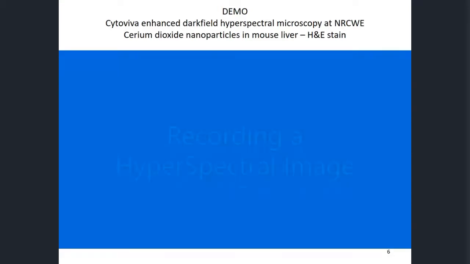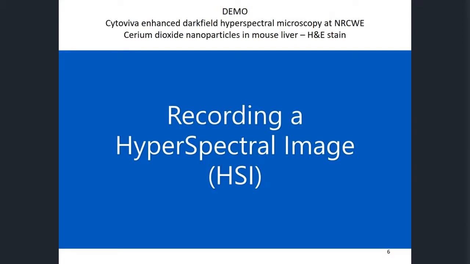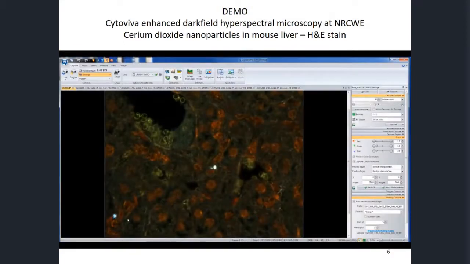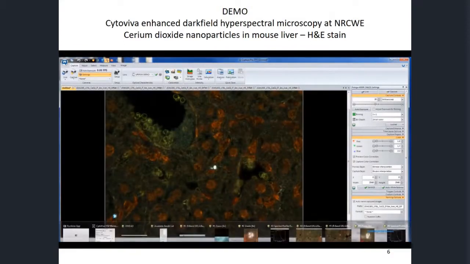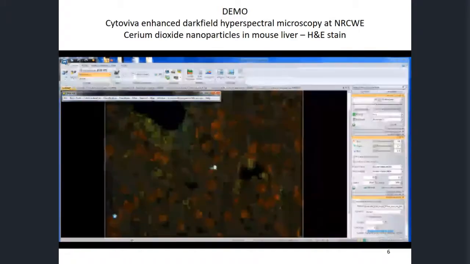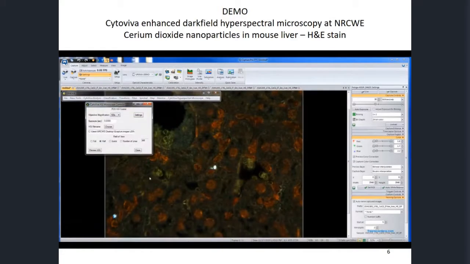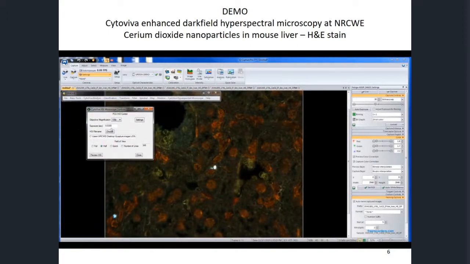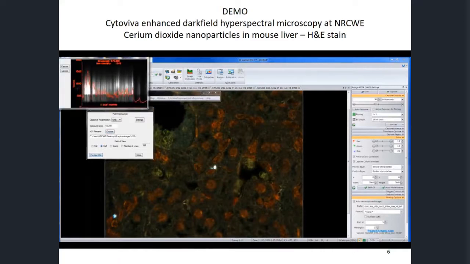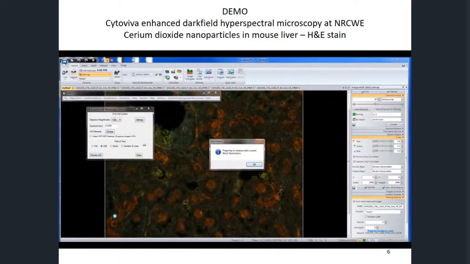Finally, I will show you how to record a hyperspectral image. I'll just change to a different software called ENVI. And here you can choose to either record the spectrum of the full image or just half the image, as I've chosen here, so that it won't take too much time.